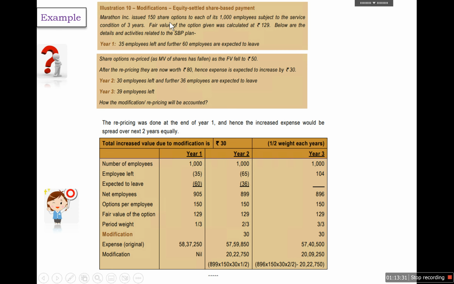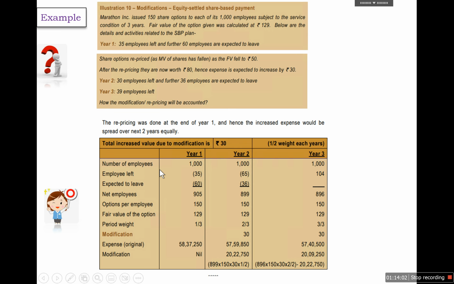Marathon Limited issued 150 options to each of 10,000 employees subject to services of 3 years. Fair value of the option was calculated at 129. Below are the details and activities related to the share-based payment plan. 35 employees left and a further 60 are expected to leave in year 1. Share option repriced as the fair value fell to 50 and after repricing they are now worth 80, and hence expense is expected to be increased by 30.